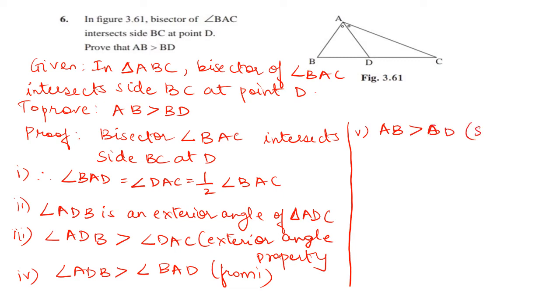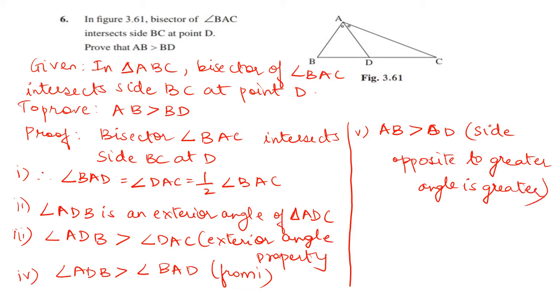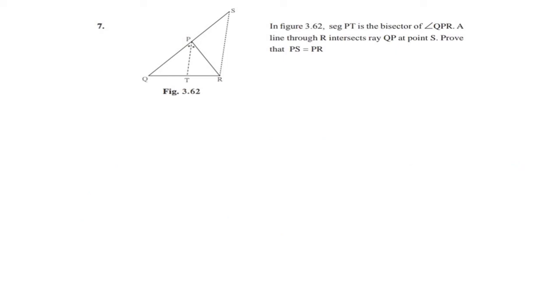Why? Because the side opposite to the greater angle is greater. Okay, the side opposite to the greater angle is greater. Okay, let's move on to the next sum.